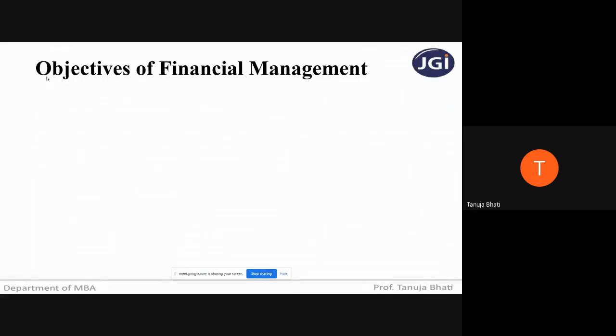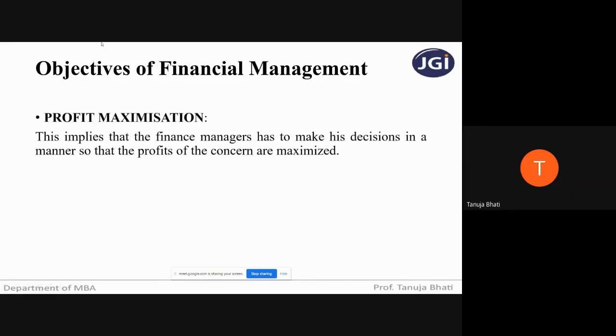So basically, the primary objectives are only two, students. One is profit maximization and one is wealth maximization. Now let us understand what is profit maximization. This implies that the finance manager has to make his decision in a manner so that the profits of the concern are maximized. Students, the first primary objective is profit maximization.